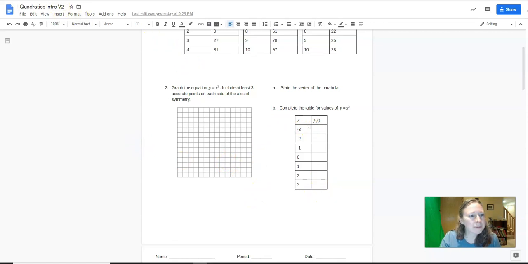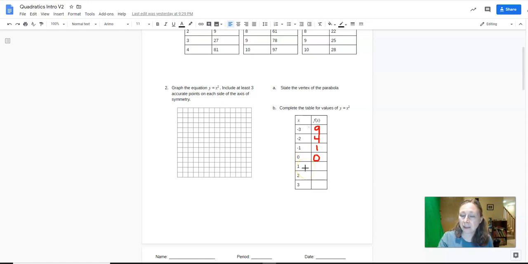So we'll start filling this out here. I'll do this one with you. We'll start off with -3. -3 squared is -3 times -3, and a negative times a negative is a positive, so this is positive 9. -2 times -2 is positive 4. -1 times -1, positive 1. 0 times 0, super easy.